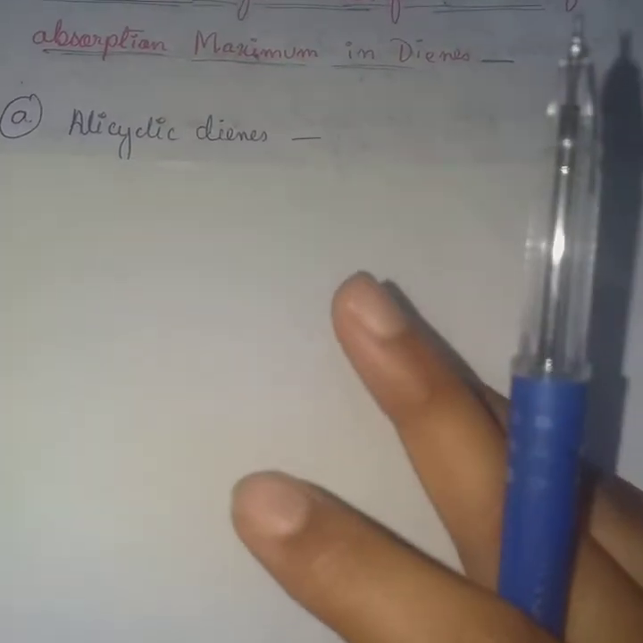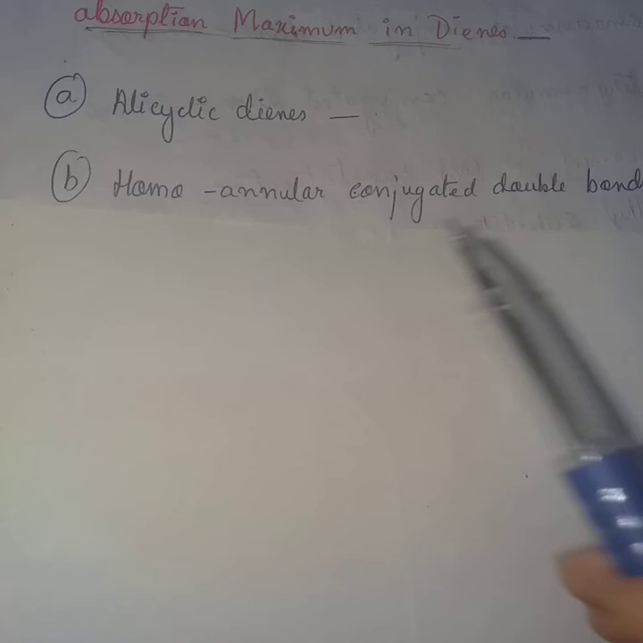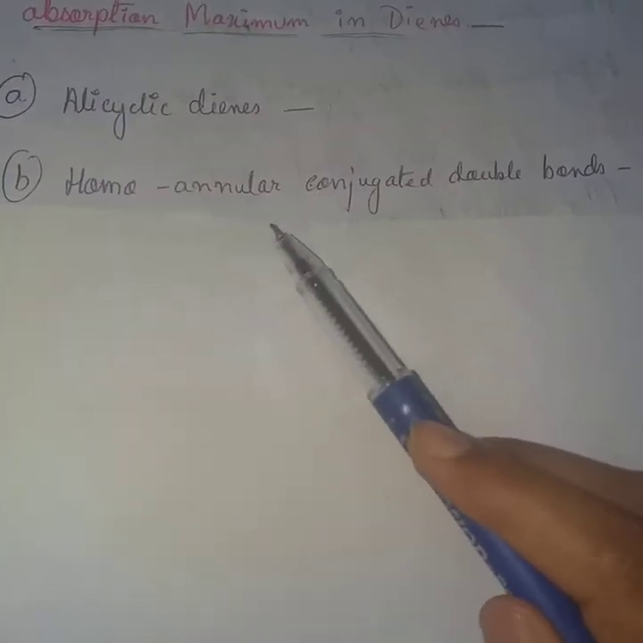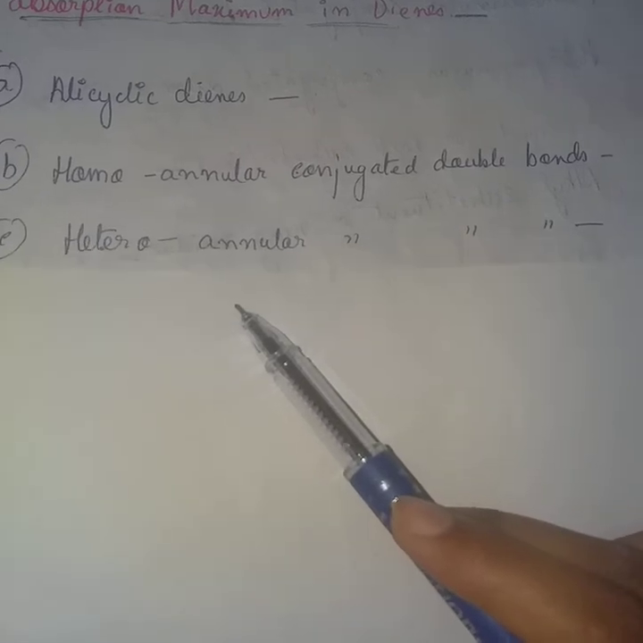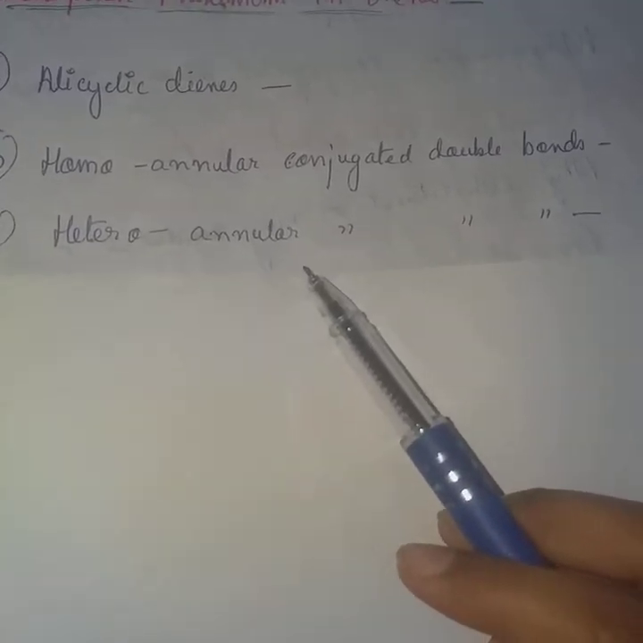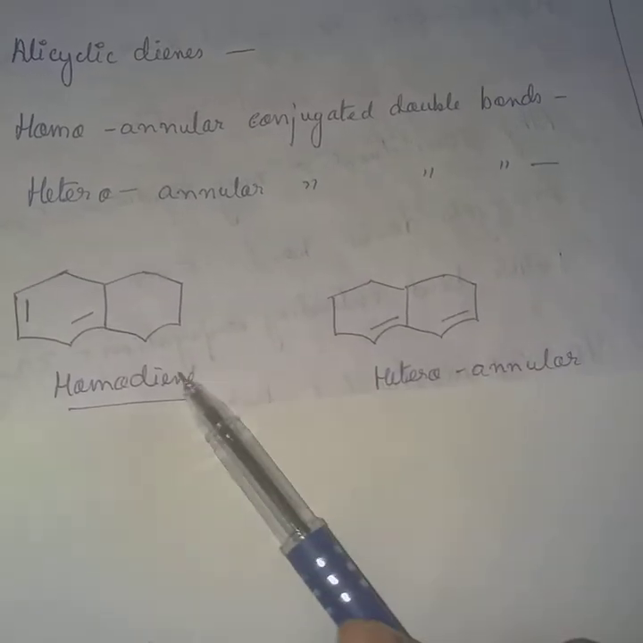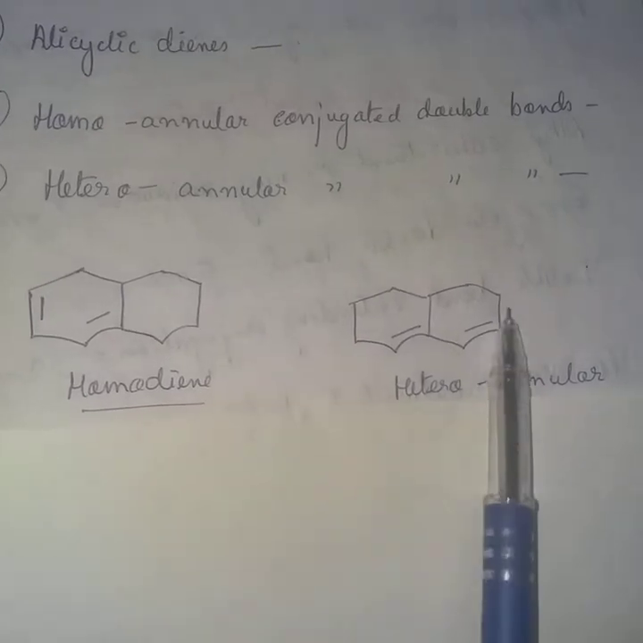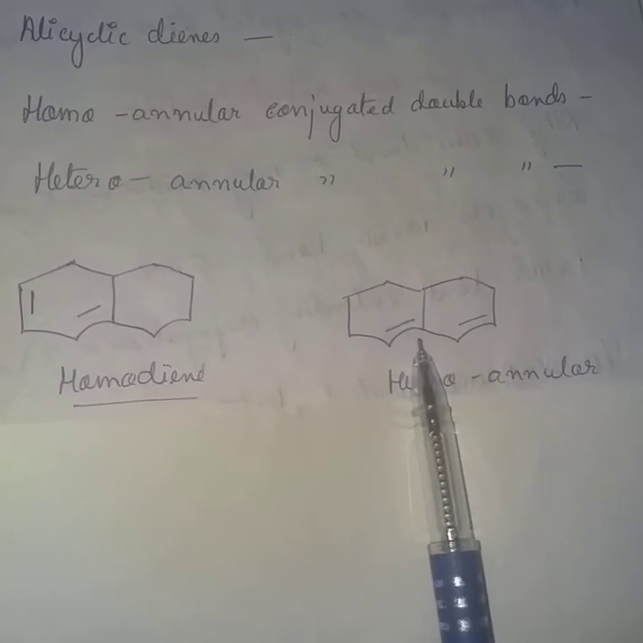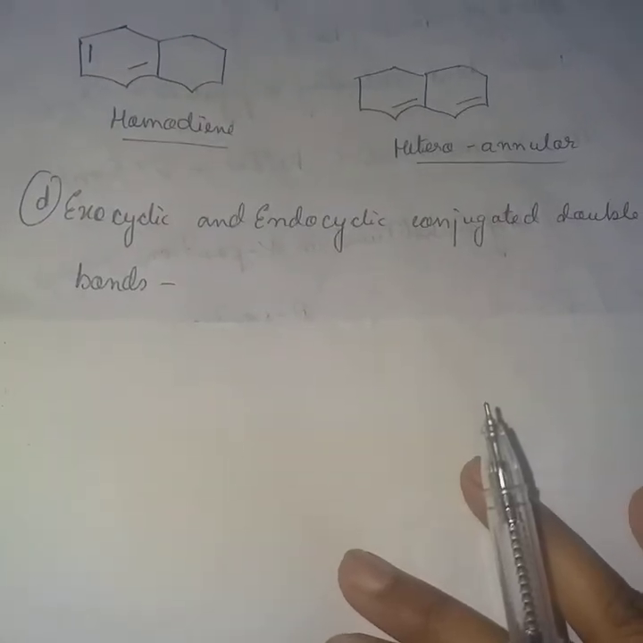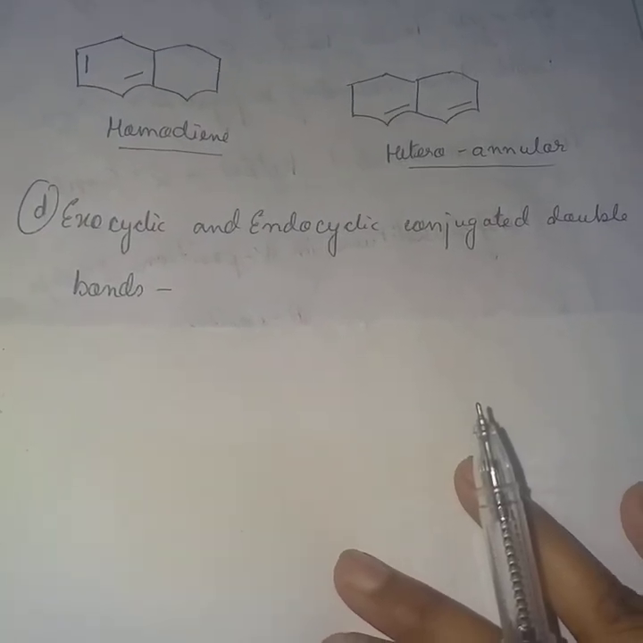First come alicyclic dienes, which will include butadiene system. Next come homoannular conjugated double bonds, where the double bonds will be present in the same ring. Then comes heteroannular conjugated double bonds, where the double bonds will be present in different rings. See here, homoannular diene, double bonds in the same ring; here, double bonds in different rings. This is heteroannular diene.